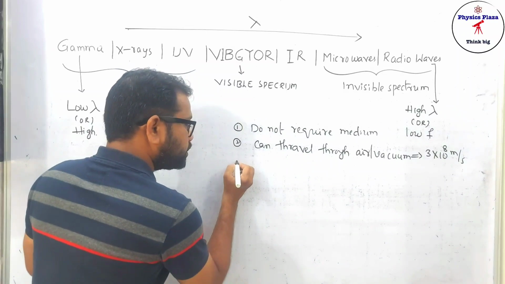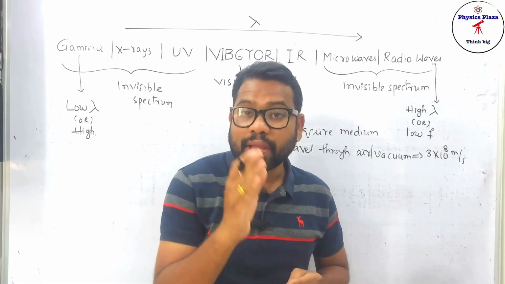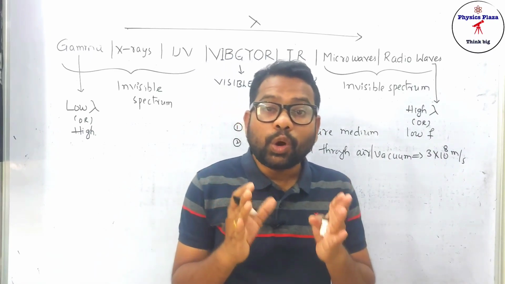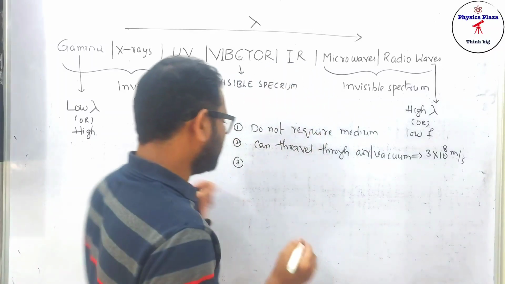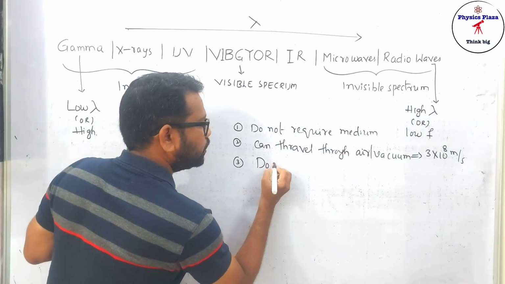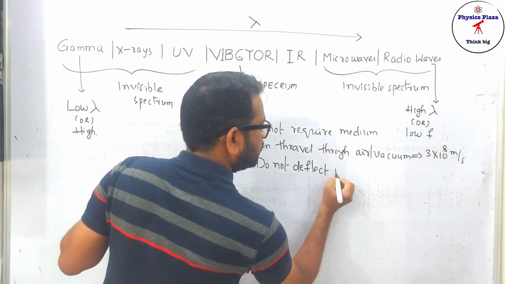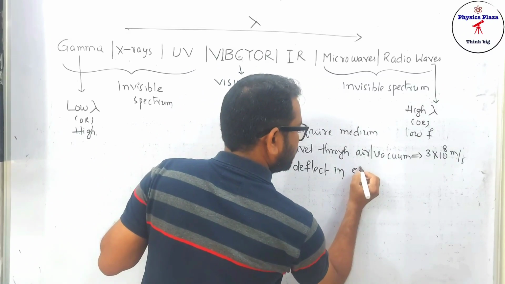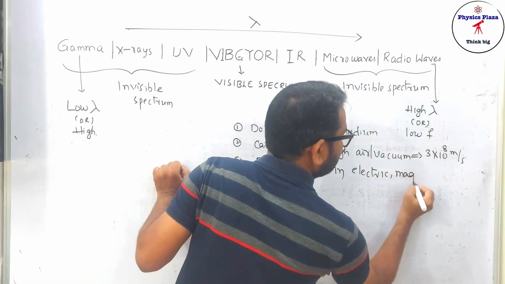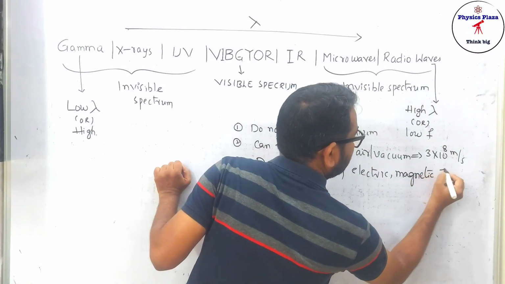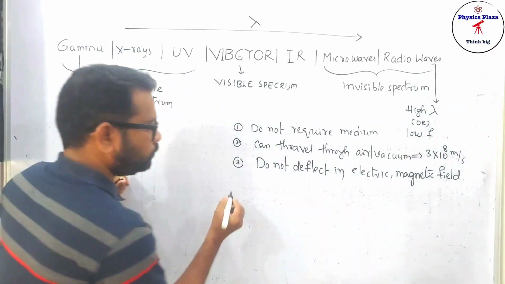The third important point is that, children, if these electromagnetic radiations are passed through electric and magnetic fields, what happens? They do not deflect. Why? Because they are not charged. Am I clear? Fine. So these radiations do not deflect in electric or even magnetic fields. In the exam they may ask you a question, why? Because they do not possess any charge.